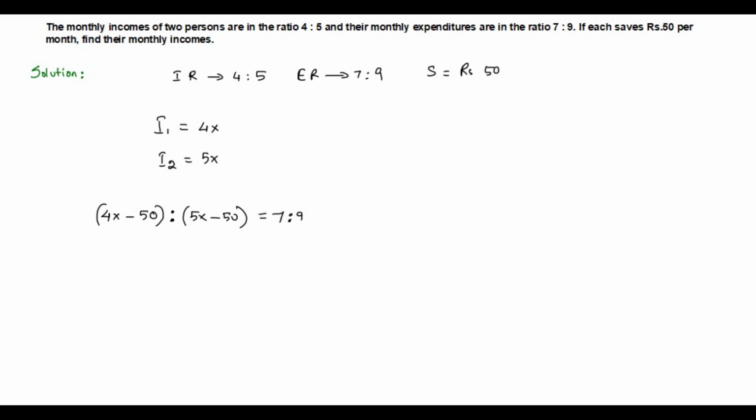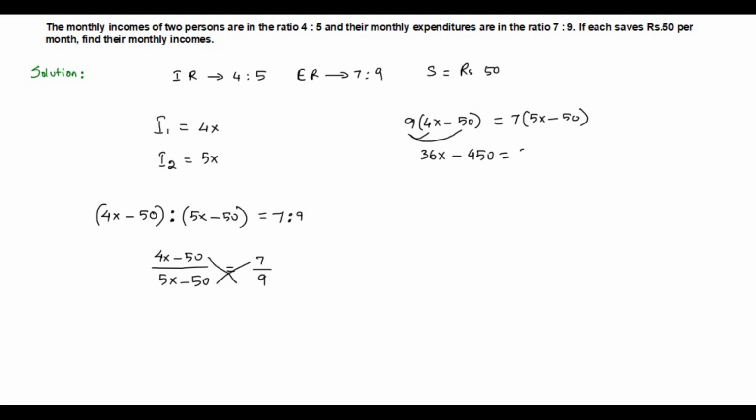Okay, to solve this equation for x, what we can do is write both the ratios as fractions. So it's going to be 4x minus 50 by 5x minus 50 equal to 7/9. So to solve for x, we can do cross multiplication, that is 9 times 4x minus 50 equal to 7 times 5x minus 50. So 9 times 4x is 36x. 9 times 50 is 450. The same thing we can do on the right side, 7 times 5x is 35x, and 7 times 50 is 350.